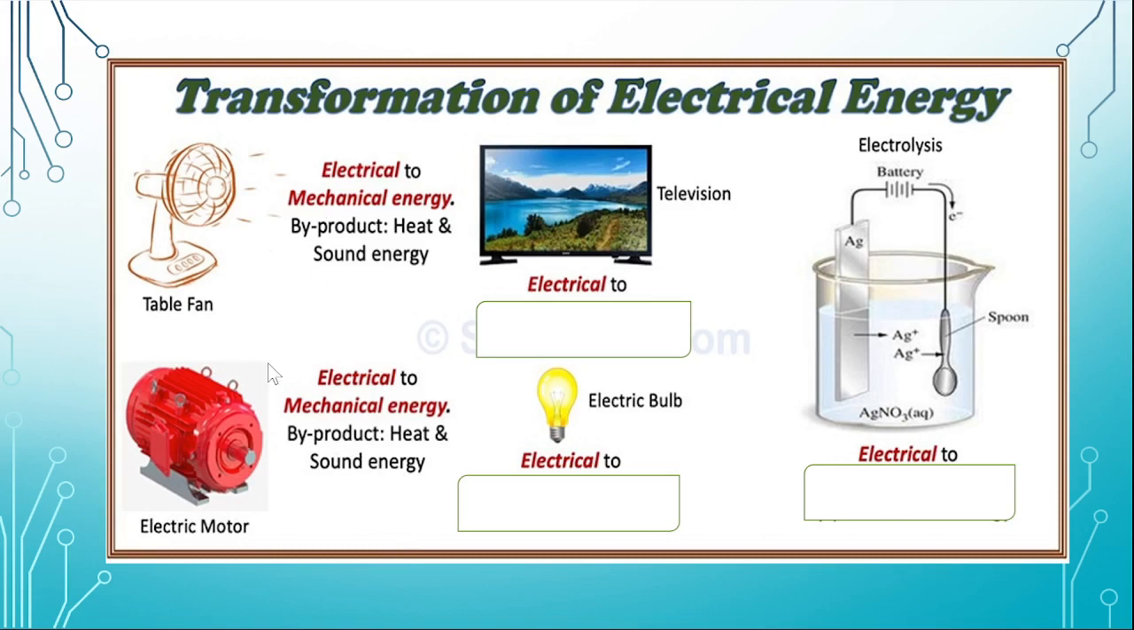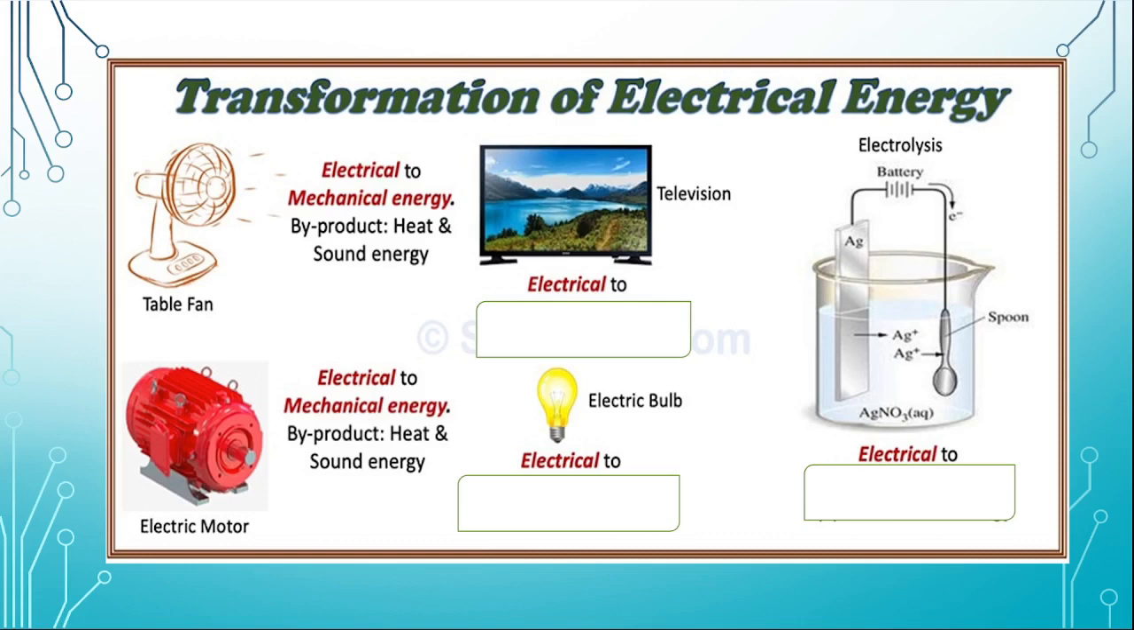So you can see that in any of the energy transformations, there is always a wastage of energy in the form of heat and sound. This is not something that we can control, but it happens that whenever electricity is transformed, some of it is wasted because of friction in the form of heat and sound.